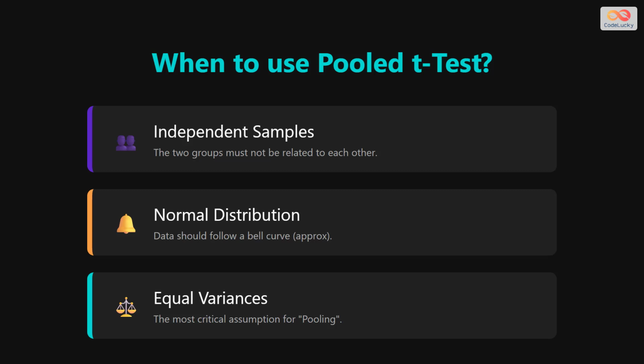To recap, use the pooled t-test only when these conditions are met. First, you have independent samples. Second, the data follows a normal distribution. And third, and most importantly, the variances of the two groups are approximately equal.